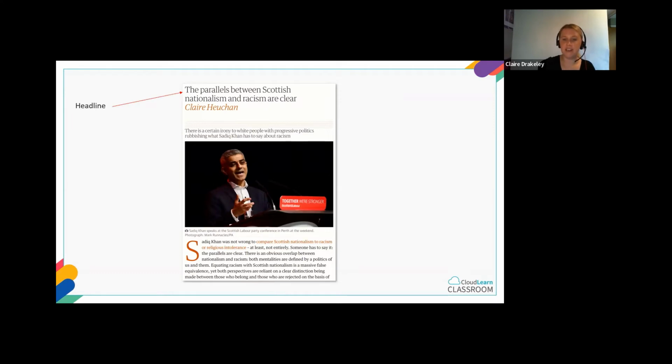Merely by looking at the headline of this article, we can immediately see that she agrees with Khan's argument. The headline is, "The parallels between Scottish nationalism and racism are clear." The subheading is, "There is a certain irony to white people with progressive politics rubbishing what Sadiq Khan has to say about racism." This also indicates another idea that she expands upon further in the article, that there is a certain irony to so-called progressive white politicians who have never been subjected to racism, telling Sadiq Khan, a victim of racist oppression, how to define racism and what examples of racism look like. By reading the full article, however, we see that Hewken's perspective is a bit more complex than her headline conveys.